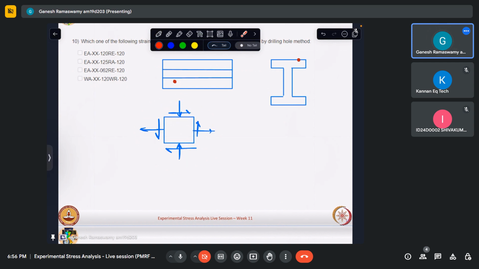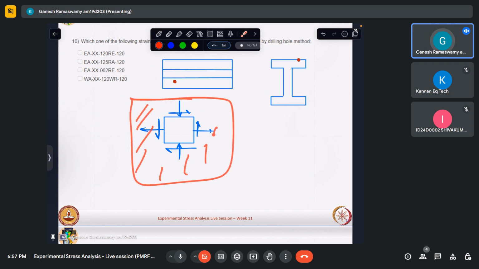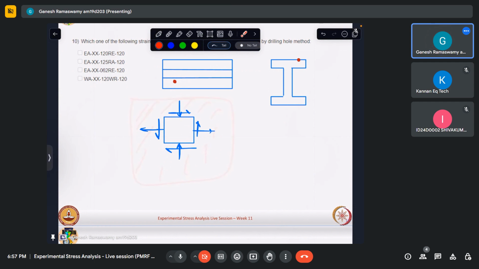it gets relieved. So if I were to paste a photoelastic coating here before the drilling and then do the drilling here, as soon as I do the drilling, the residual stress in the specimen gets relieved. It gets relieved, and what does it do? It starts getting delivered to the surrounding area, and that surrounding area is over which we have pasted that coating. So the coating gets stressed. Once the coating gets stressed, it will start showing fringe patterns.